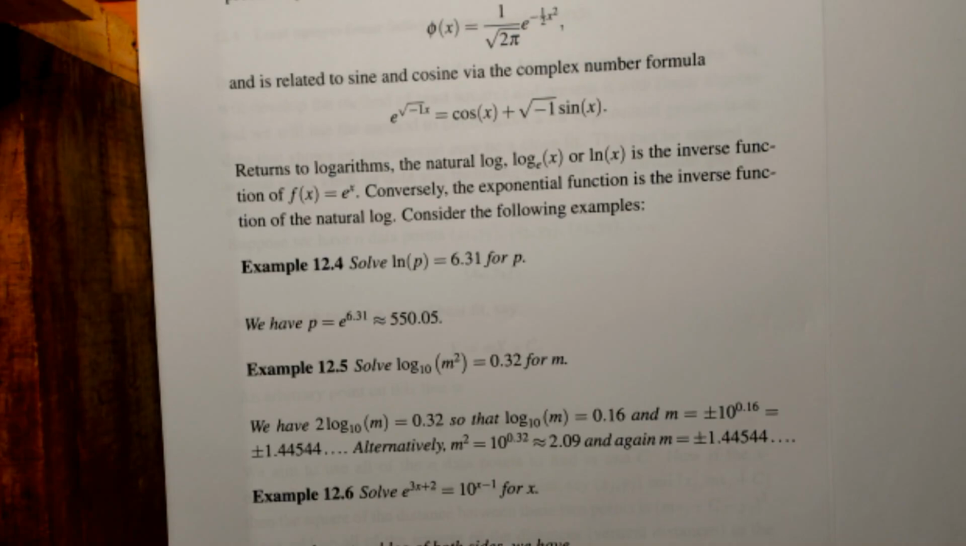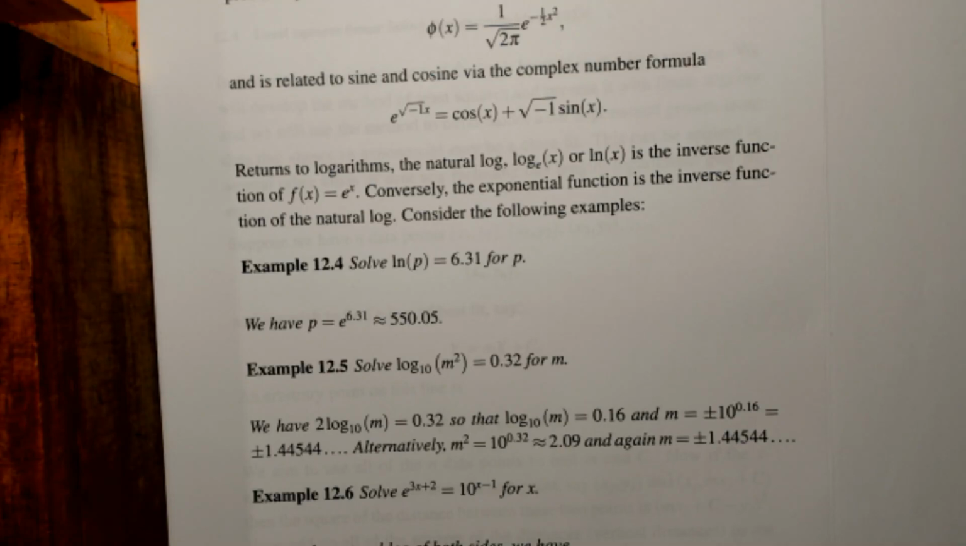Solve ln of p is 6.31 for p. Well, that's easy. So we just write this in the exponential form. So that says p is equal to e to the power of 6.31, and that's approximately 550.05.